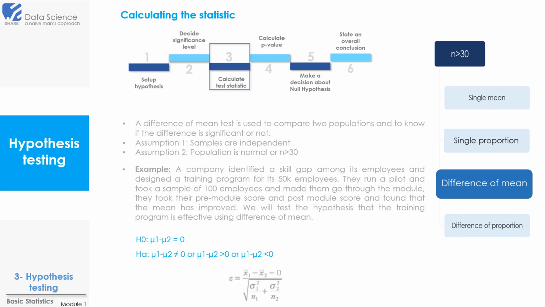So first we will formulate our null and alternate hypothesis using a difference of mean as shown here. The null hypothesis is mu1 minus mu2 is equal to 0. And mu1 minus mu2 not equal to 0, or greater than or less than 0, is our alternate hypothesis. Then the formula to calculate the Z statistic is given here. So we can calculate the Z statistic and then we can proceed as per the steps given at the top. So that is how we test for the difference of mean.